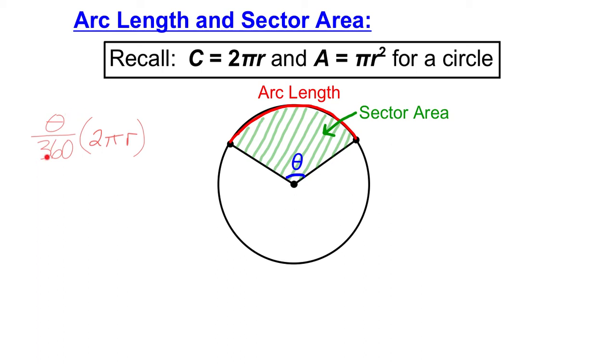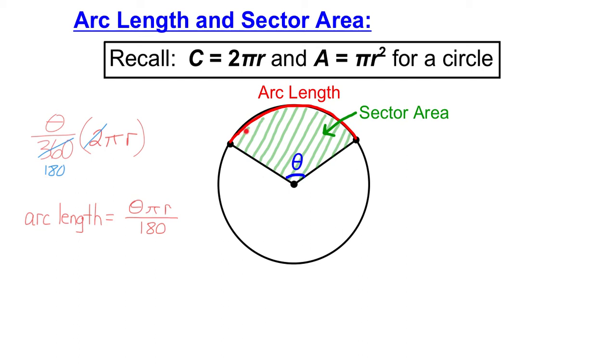Now I can take this and I can put it into lower terms because 2 over 360 is 1 over 180. So I end up with the arc length equals theta times pi times r divided by 180.